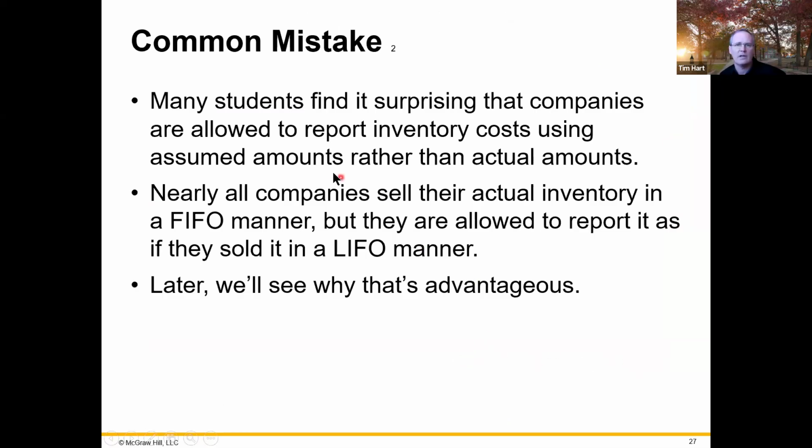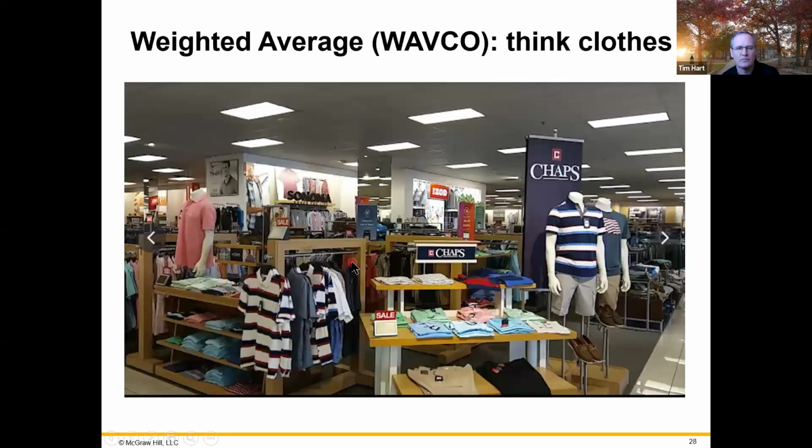LIFO. Yeah, it is odd that companies can use assumed amounts instead of actual amounts. But again, it's just a practicality, right? It's very difficult to keep track of the very specific things that were sold, like in that specific identification method. Nearly all companies actually sell inventory in FIFO, but for various reasons, we use LIFO. We'll see later why.